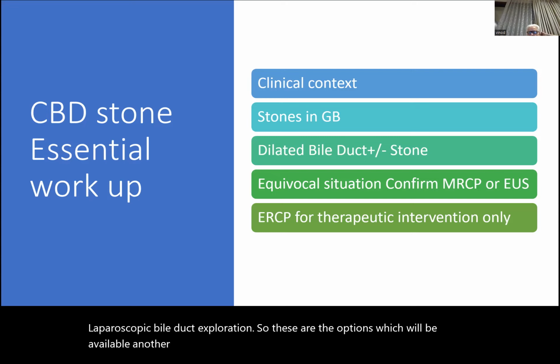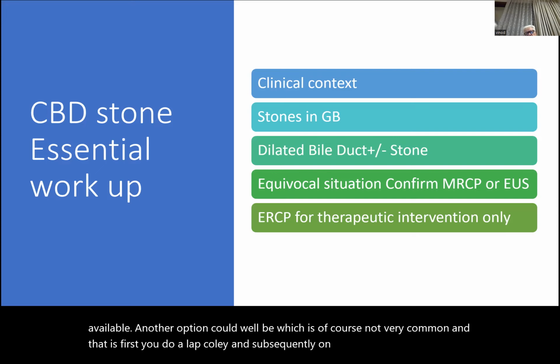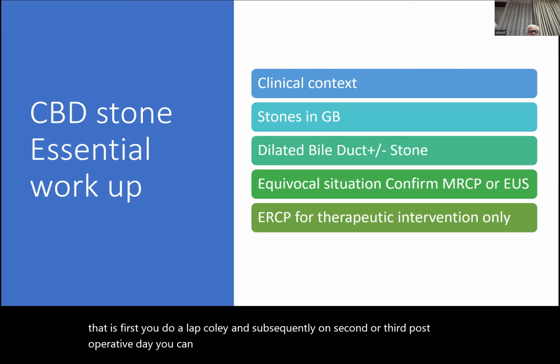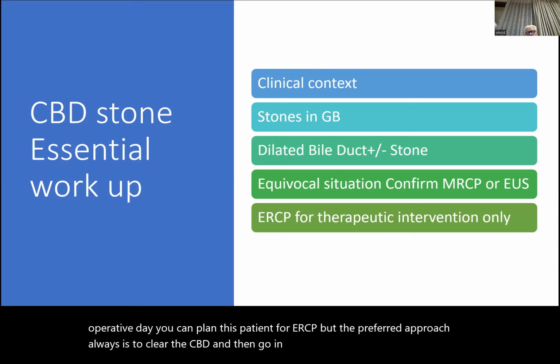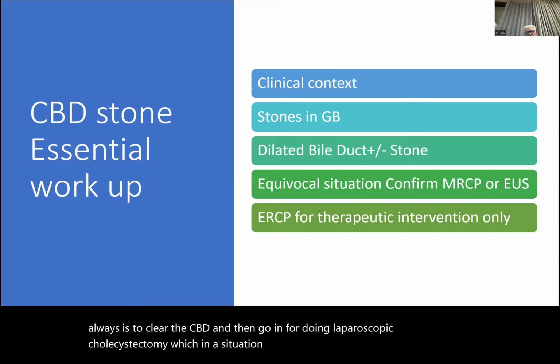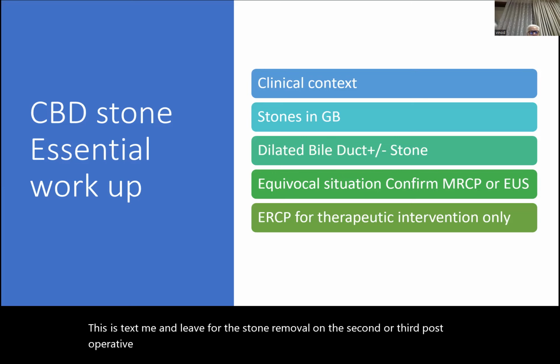Another option could well be, which is of course not very common, that first you do a lap chole, and subsequently on the second or third post-operative day, you plan this patient for ERCP. But the preferred approach always is to clear the CBD and then go in for laparoscopic cholecystectomy. If we do laparoscopic cholecystectomy and leave stone removal to the second or third post-operative day, and we are not successful, then it is suboptimal, and the patient is not comfortable with that option.